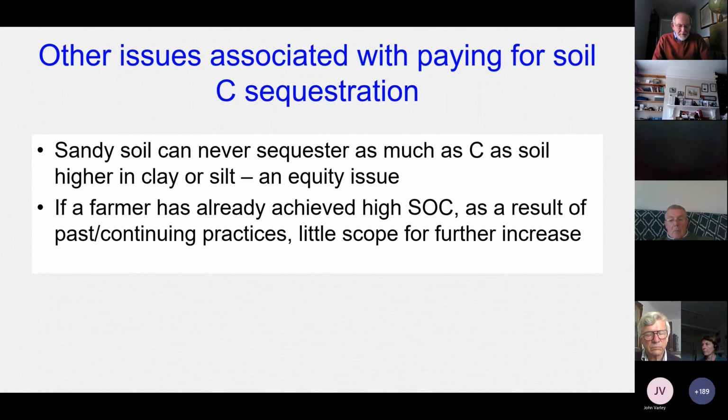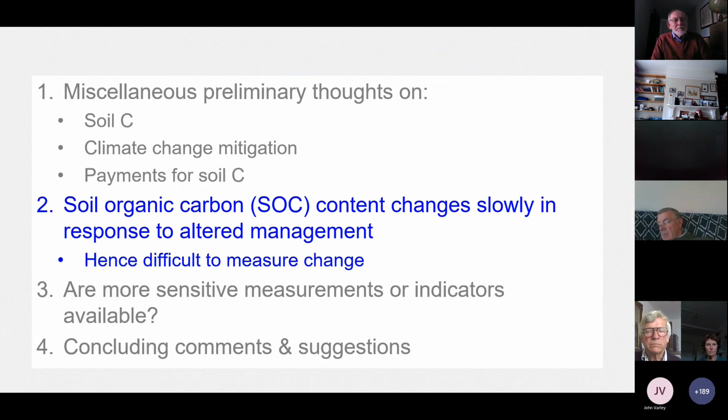Then the other point that's often made is that if a farmer's been doing very good things over many years and has built up organic matter in soil to quite a high level, and soil is in very good condition, they can't do much more. So in principle, that farmer can't be paid much because he or she can't sequester much extra carbon. Whereas if you start at a low level, then your potential for sequestering more carbon is much greater. So there's some real quite difficult issues there, I think, which again we may want to discuss later.